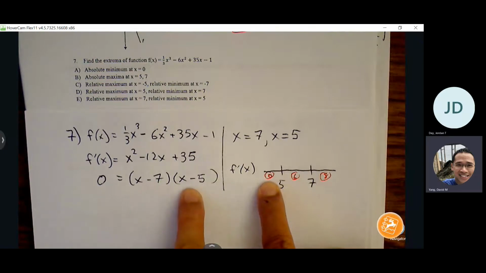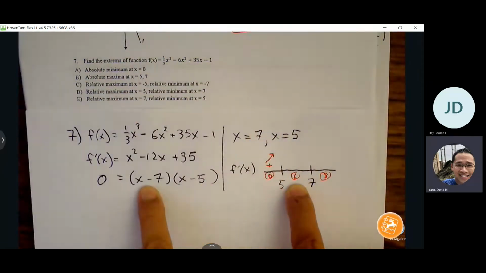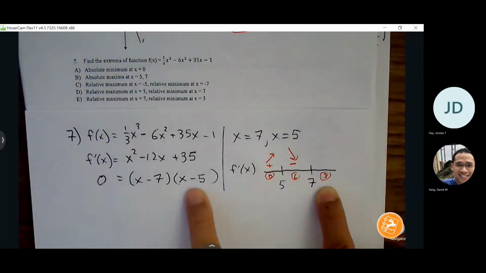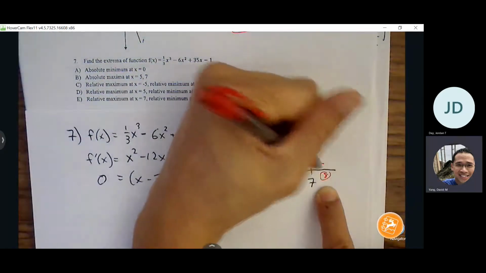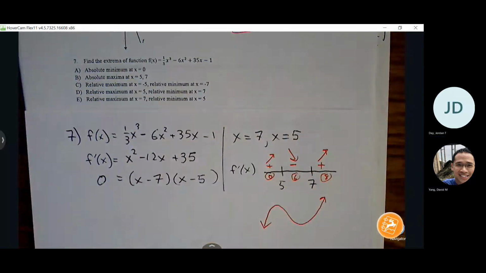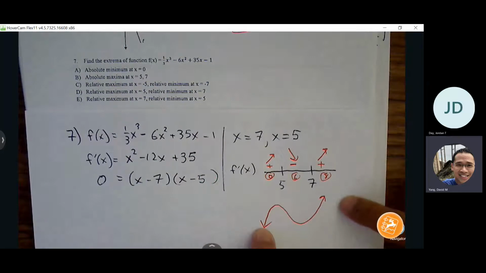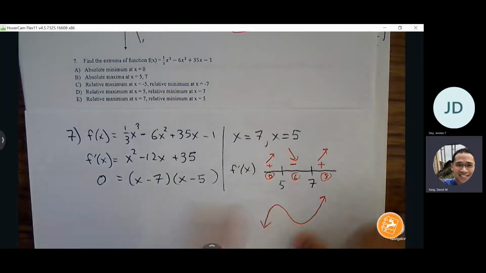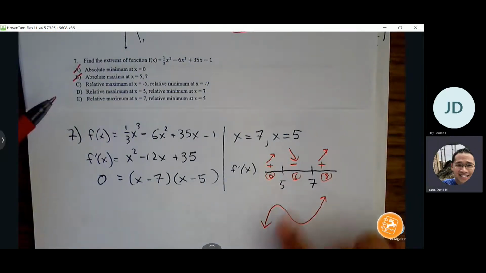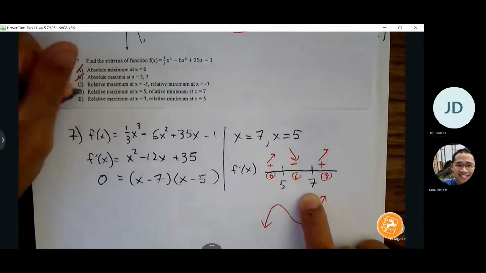Negative times negative, positive. 6 in for x, negative times positive is negative. Positive times positive is positive. Okay, so the graph looks something like this, right? Absolute min, absolute max. Well, we definitely don't have any absolute min or max, right? The arrows are going to overtake each of the relative mins and maxes, so that's out. Okay, there's a relative max at 5, relative min at 7. D.